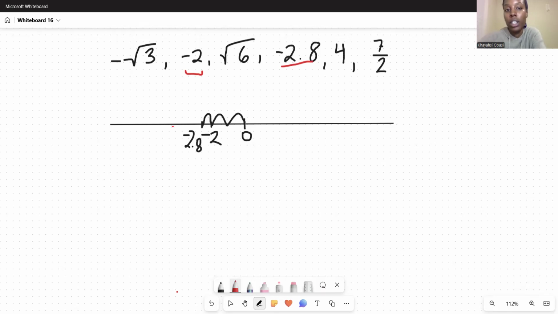Is that all we've got on the negatives? No, we've got the negative square root of 3. How can we determine how much the square root of 3 is? Once we figure out what the square root of 3 is, we can see if it's greater than 2 or 2.8 or less than 2 or 2.8, and then we'll know where to place it by multiplying it by -1. Let me show you how.